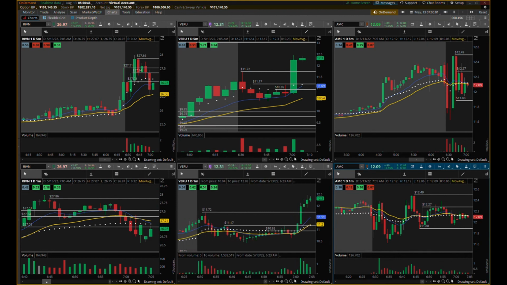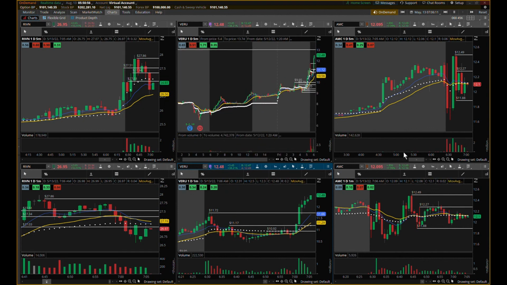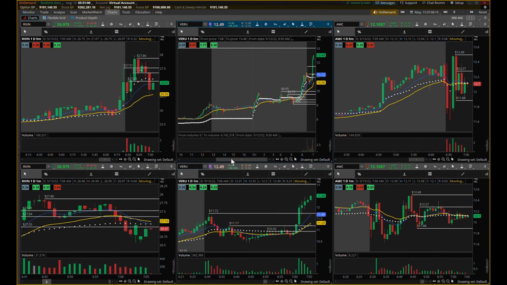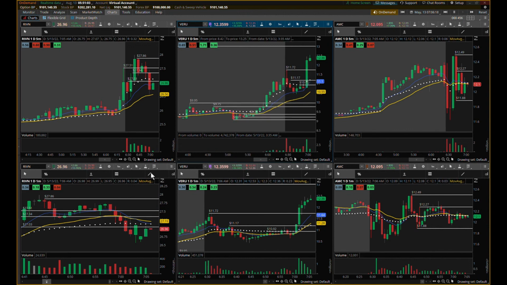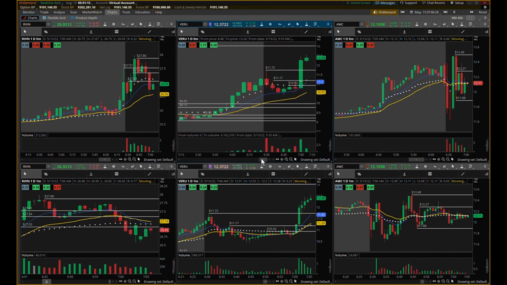Okay, so Veru was the second leading gapper on the day, and we did trade it yesterday. I thought that was 2 days ago. I might have traded it yesterday too. I wonder if it's just going to move straight up to 13 before pulling back. Well, let's find out, because I'm done trading for today.